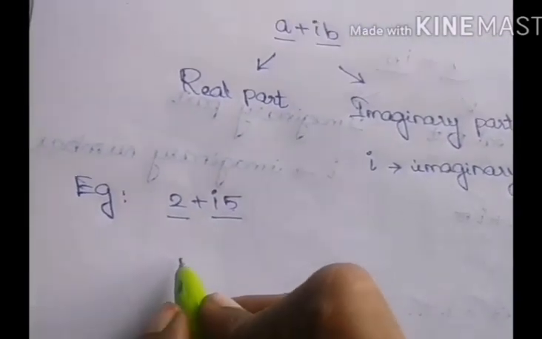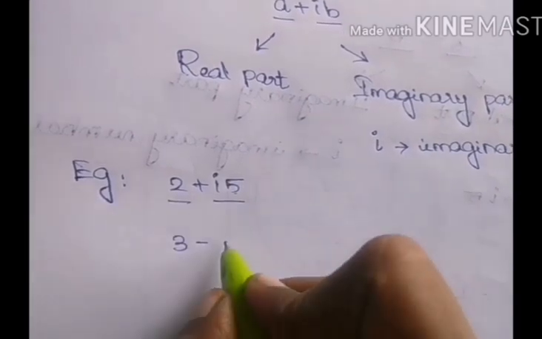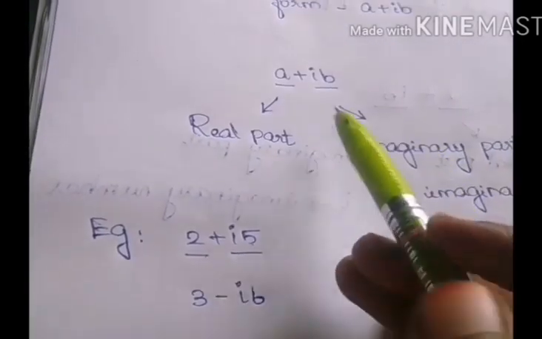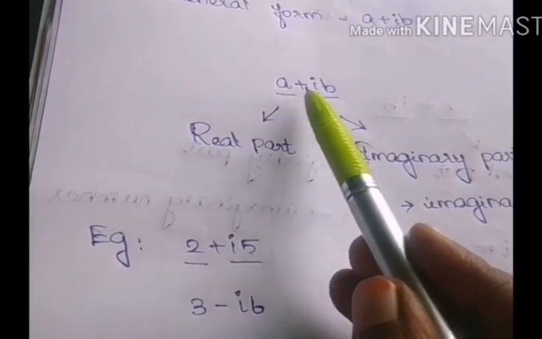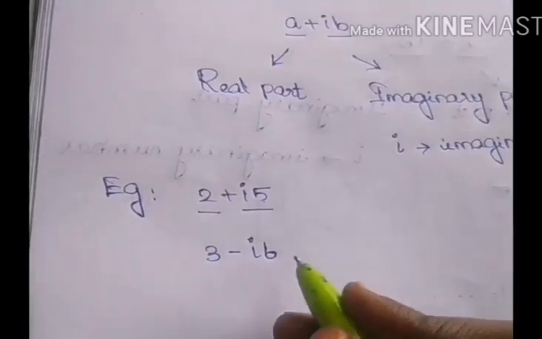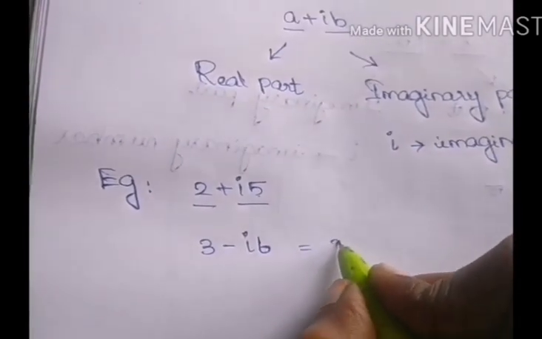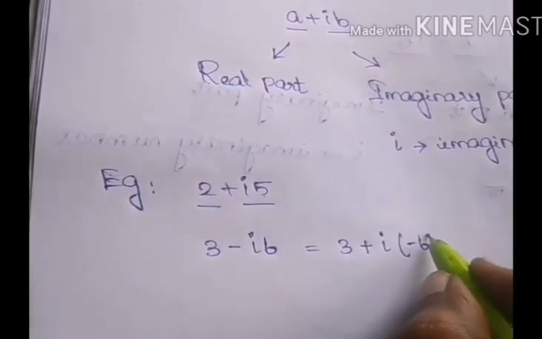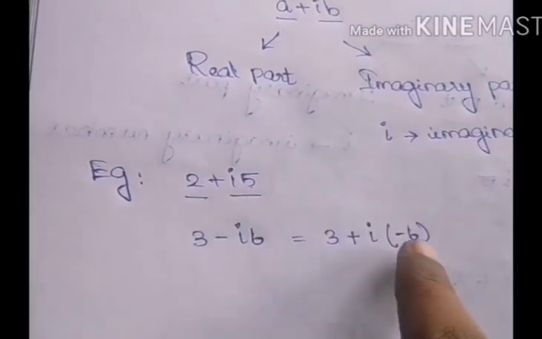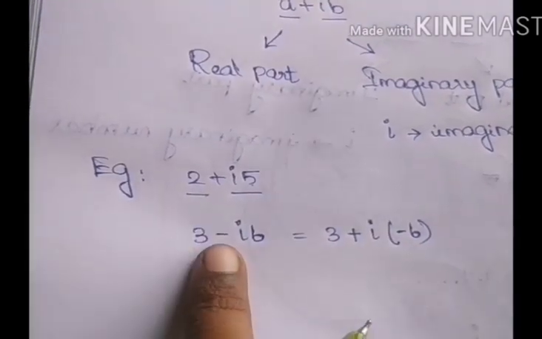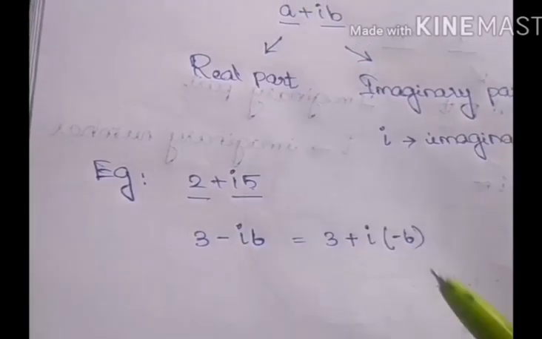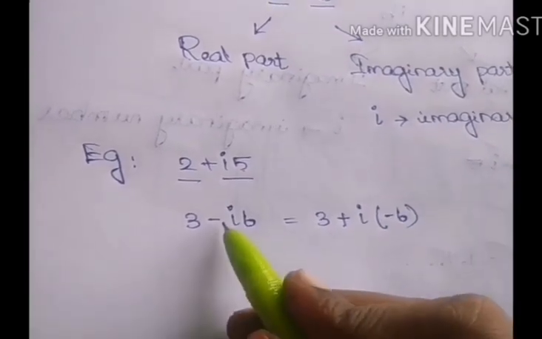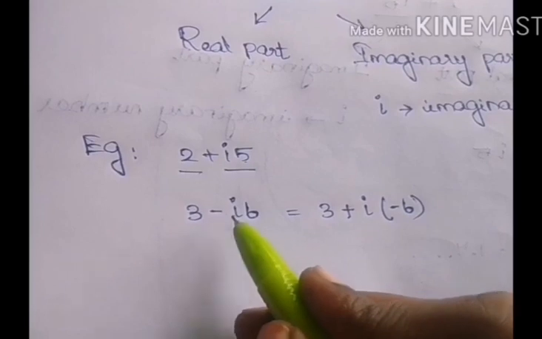And another example is 3 minus i6. I told you the general form is a plus ib. Here we have minus, which means it is equal to 3 plus i of minus 6. That is, the number in the imaginary part is negative, which gives you 3 minus i6. When plus is multiplied with minus, it gives you minus. That is why it is 3 minus i6.